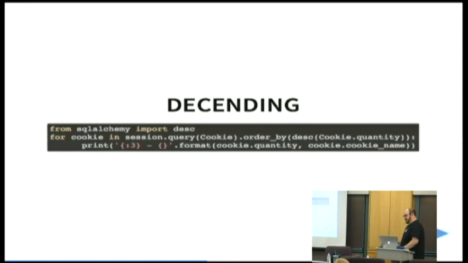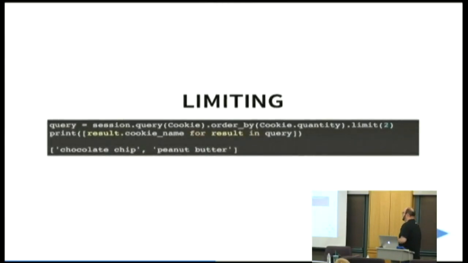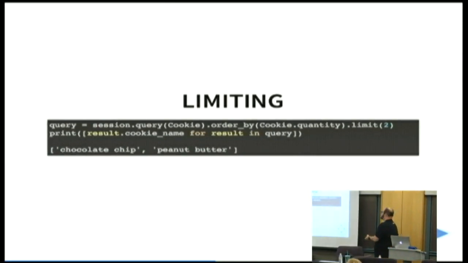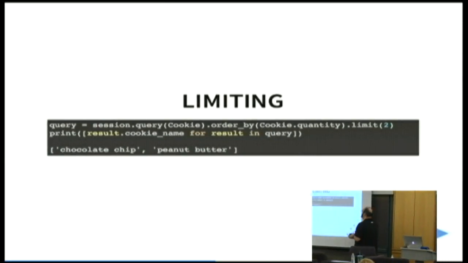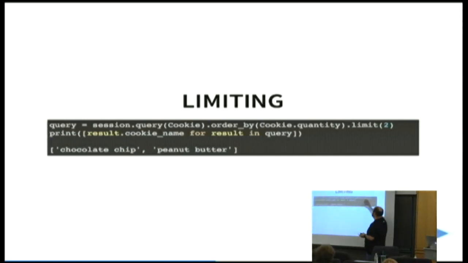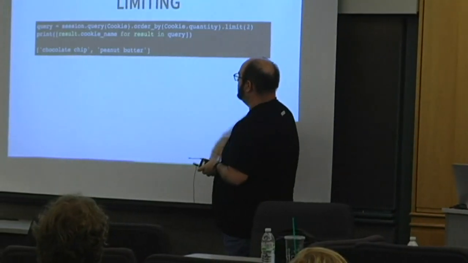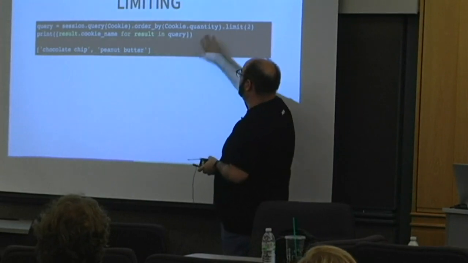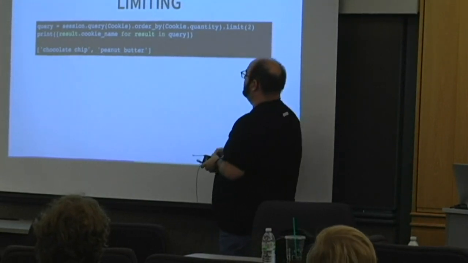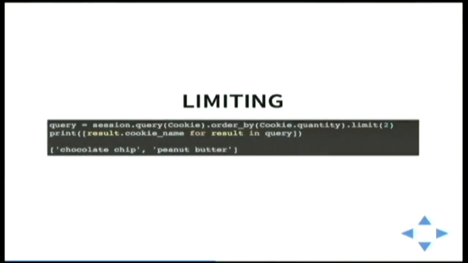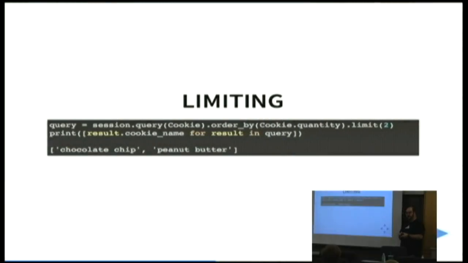And then the next thing that I want to do is, so far we've been querying every single cookie. And even when we queried first, we still queried all the results and then only took the first one of them. So we probably want to limit that scope down. So now I'm doing just that. I've got a session query going on for cookie, ordering by the cookie quantity, but I just want the two lowest cookies that we have, right? So in this case, it's chocolate chip and peanut butter. Does that make sense?